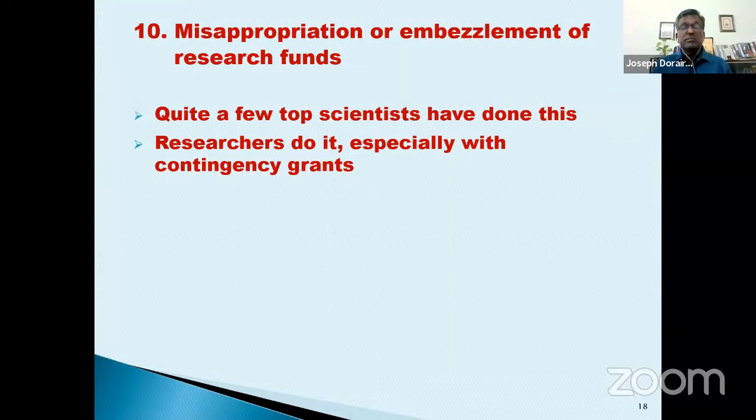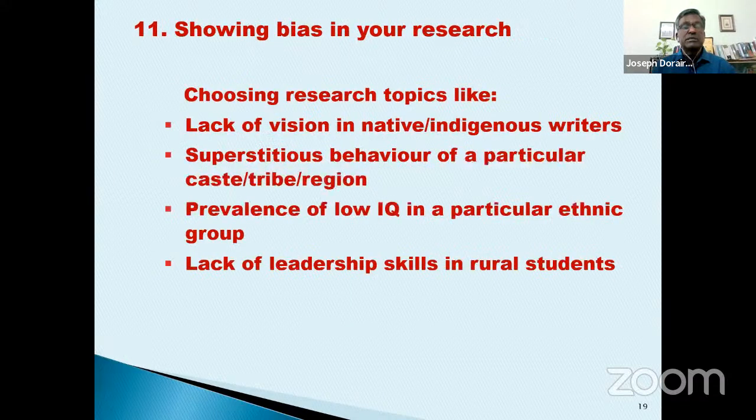Misappropriation or embezzlement of research funds. Of course, students don't do it because students don't have access to money. Research scholars don't have access to money. It is the PIs, the primary investigators, the teachers. Very often, when let us say 1 lakh is allotted for travel, they produce false bills, or for contingency to buy chemicals, let us say 50,000 is allotted, they produce fake bills, false bills, and claim money. But this is a widespread practice and it is done throughout the world, misappropriation or embezzlement of research funds.